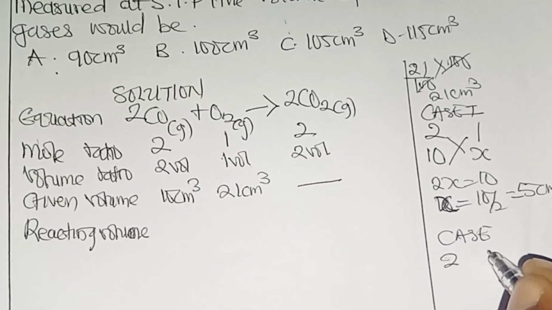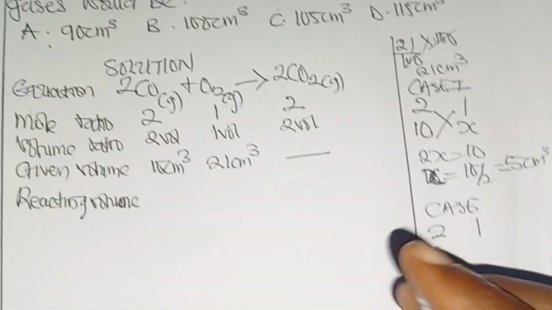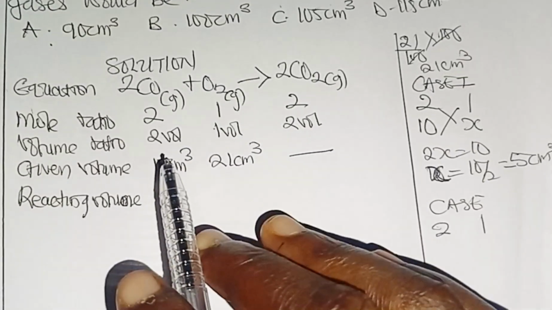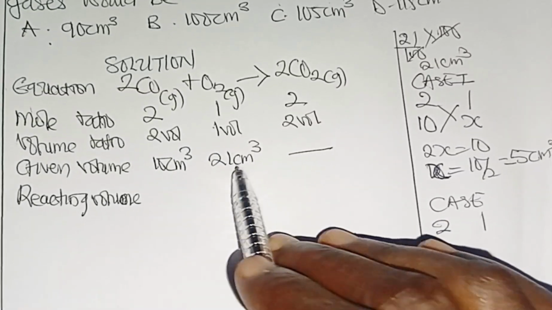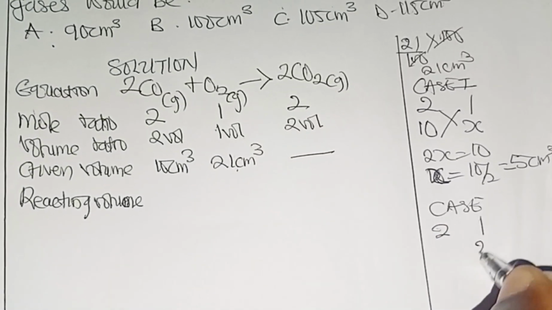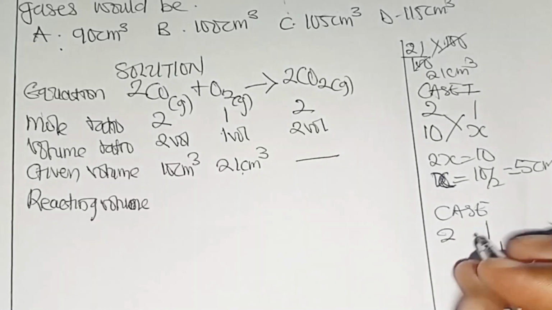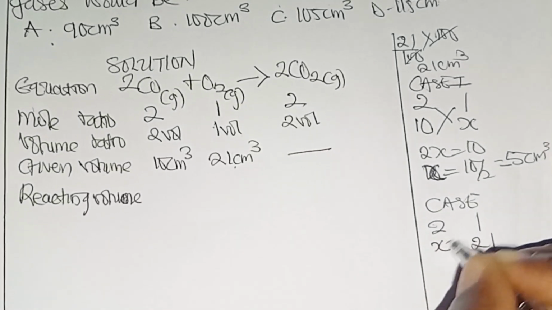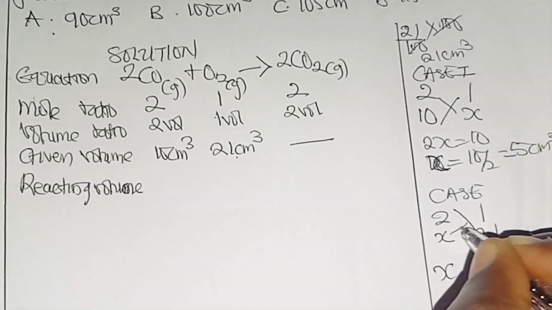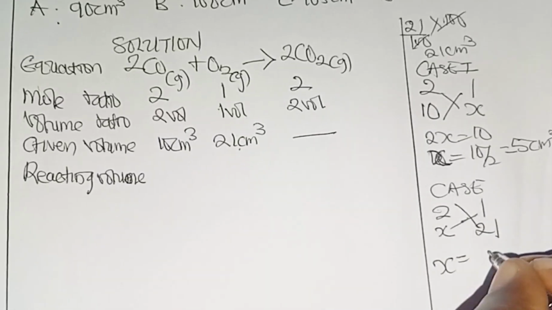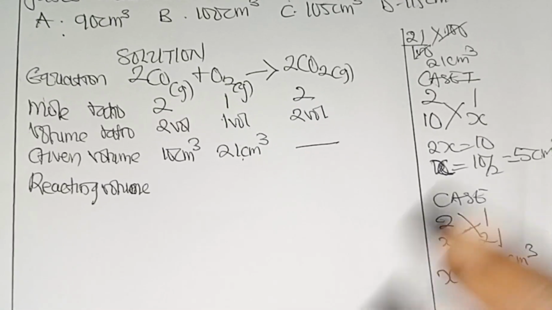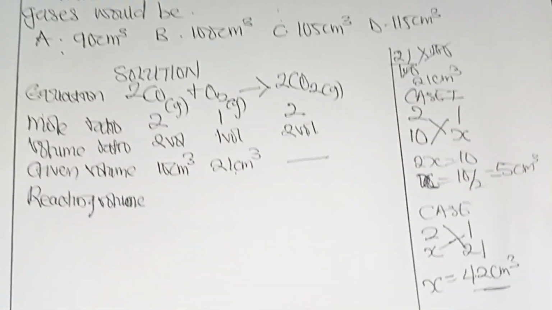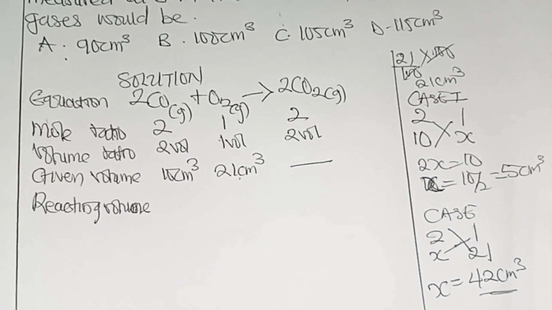Also write down your volume ratio, which is 2 and 1. What's the given volume of oxygen? 21. Right? And then I represent CO with a variable, which is X. When I make X subject of formula, what will I have? 2 times 21 to give me what? 42 cm cube.